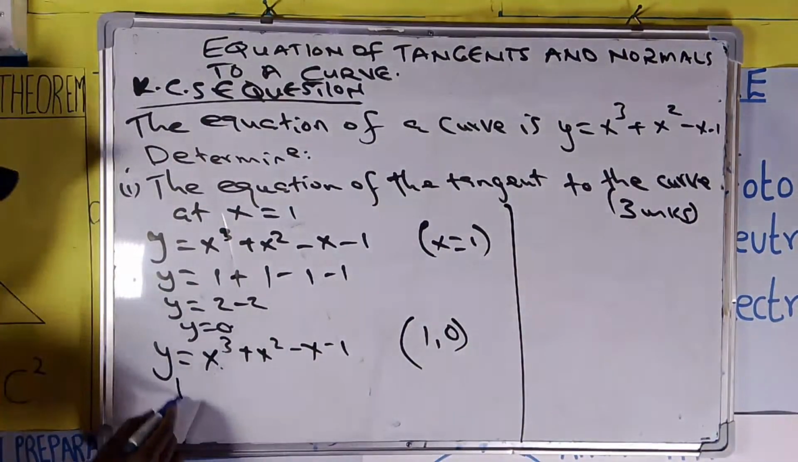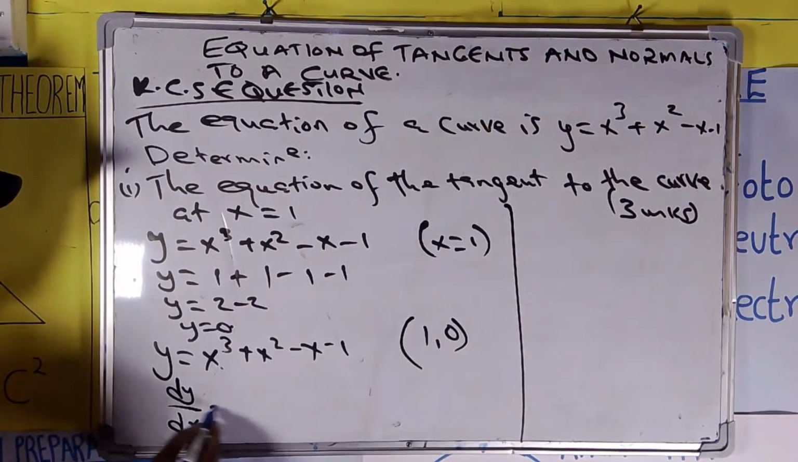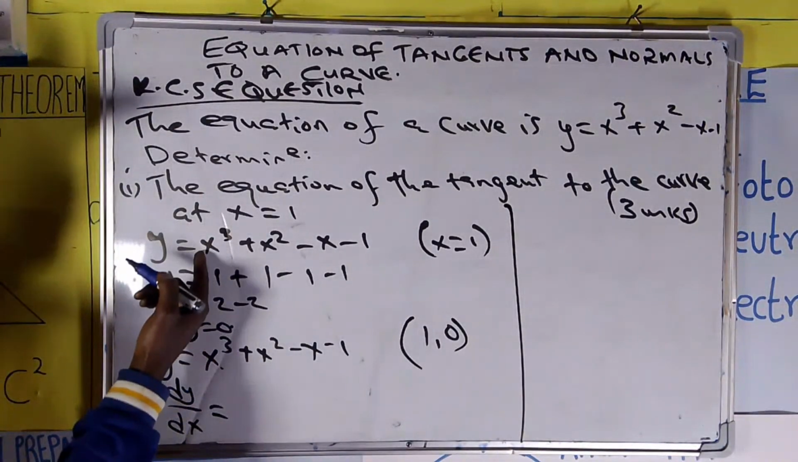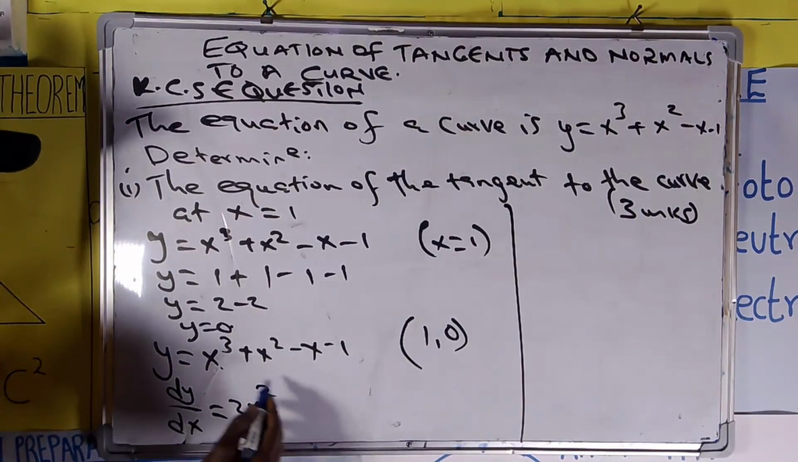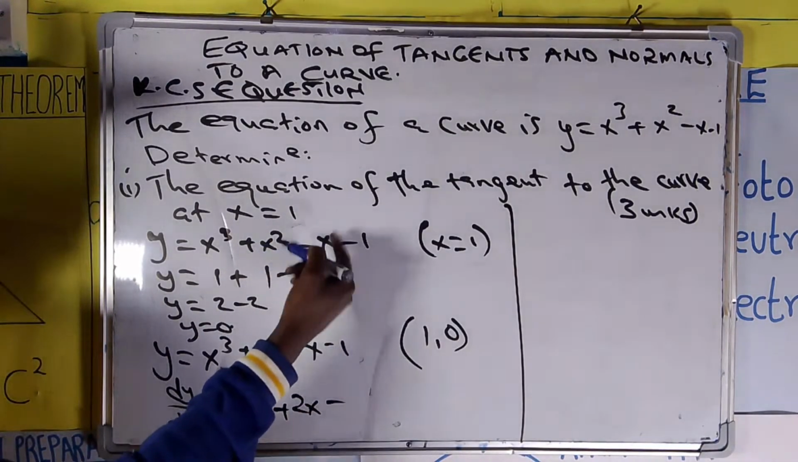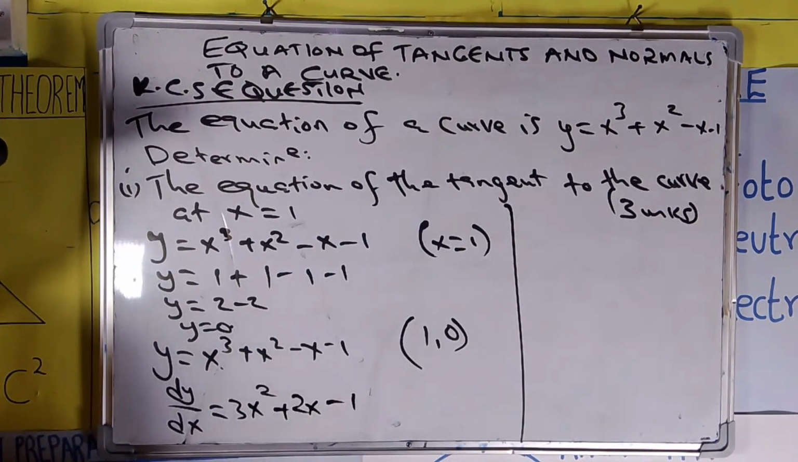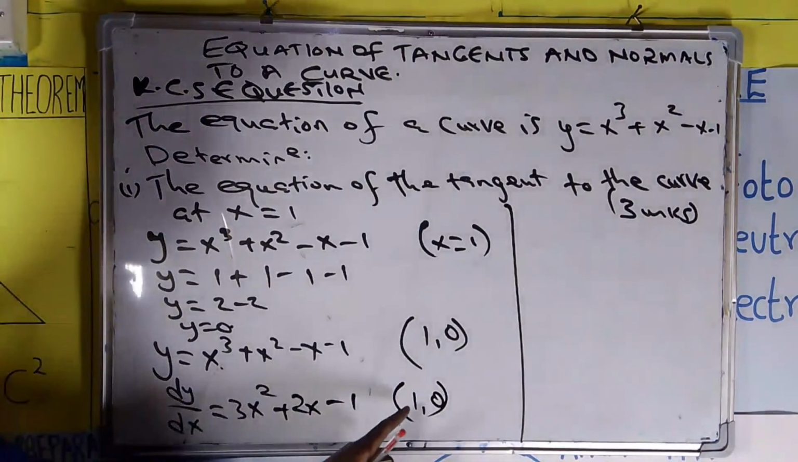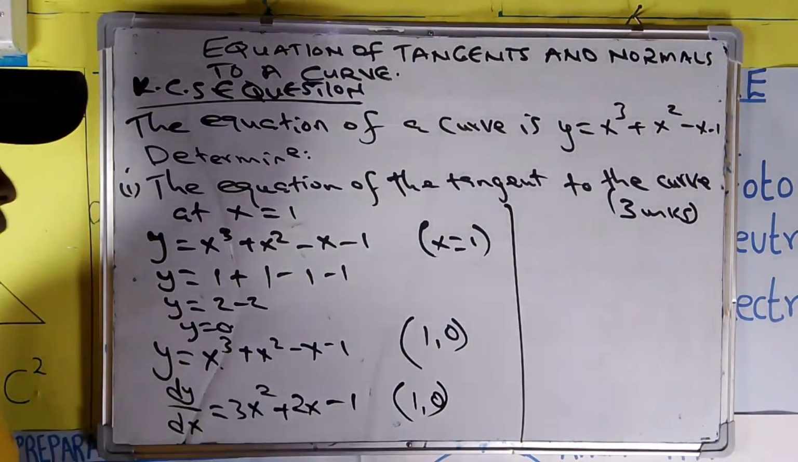So we said we are going to do dy over dx, and once we find the derivative, we will get 3x squared plus 2x minus 1, the derivative of x being 1. And remember, it is at (1, 0). So we will take x, which is 1, replace it here and find the gradient.